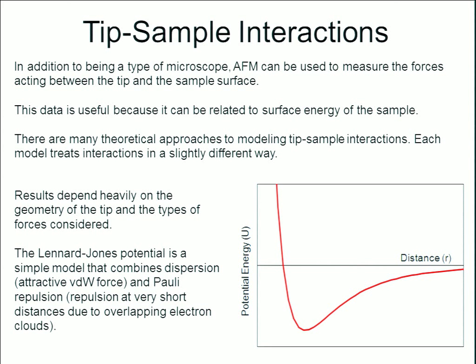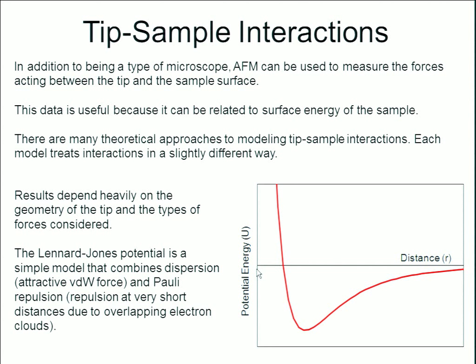One technique is the Lennard-Jones Potential. This is a simple model combining dispersion, attractive van der Waals forces, and then your Pauli repulsion forces. It's repulsion at very short distances from overlapping electron clouds. So if we look at the graph on the bottom right, it's basically a plot of the potential energy between the tip and sample as you approach.